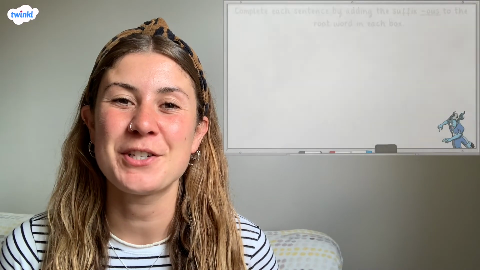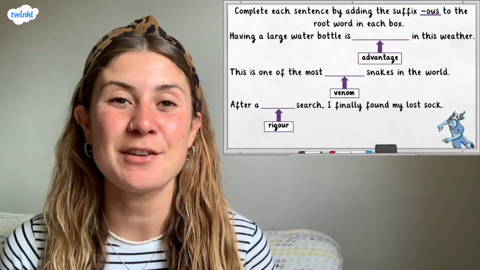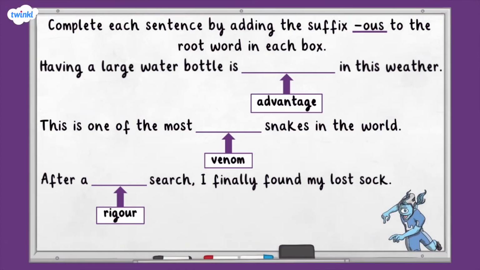For the first question, you're being asked to complete these 3 sentences by adding the suffix ous to the root words in each box. You'll need to think carefully about whether any of the words follow certain spelling rules when the suffix ous is added. You may wish to write the words down on a whiteboard or a piece of paper. When you have written the word down, check that it looks right and sounds right. If it doesn't, put a line through it and try writing it in a different way. Pause the video now and then hit play again when you're ready to hear the answers.